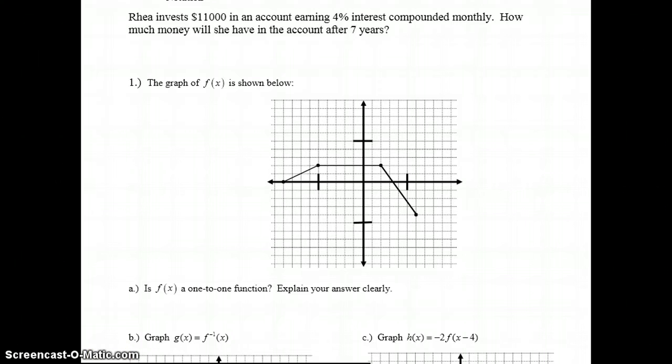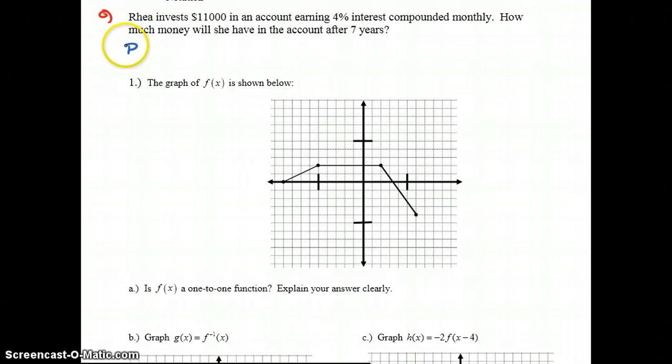This is page 1 of the chapter 4 review. So, the first problem, I guess the 0th problem, is about investment. $11,000 invested in an account earning 4% interest compounded monthly. So let's think about that.